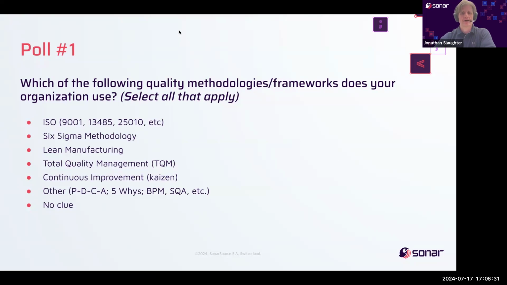Thank you. I see we got a pretty good setup of ISO, decent on continuous improvement, and a lot of no clue. Beautiful. All right, so let's go ahead and move on through here.